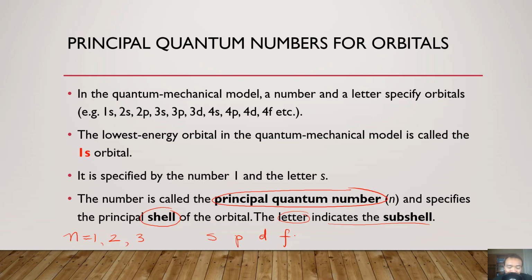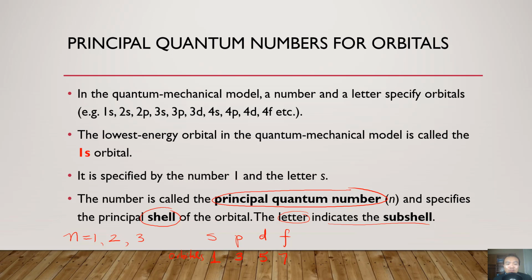And inside the subshell, we have orbitals. Each subshell has a certain number of orbitals. For example, in the S subshell, you only have one orbital inside. Then for the P subshell, you have 3 orbitals inside. D has 5, and F has 7 orbitals inside. All right. And inside the orbitals, we have electrons.